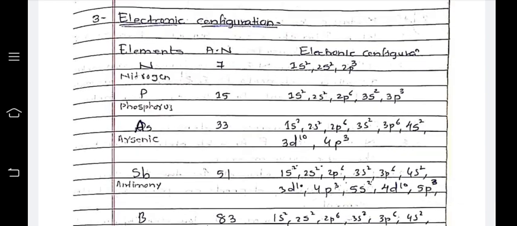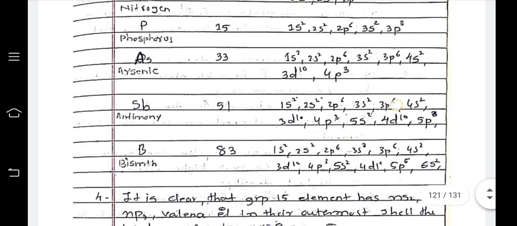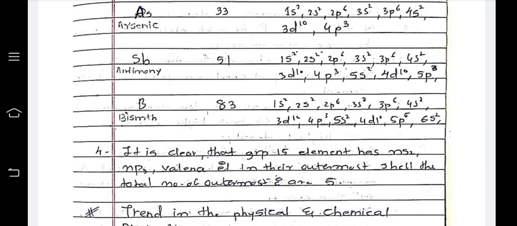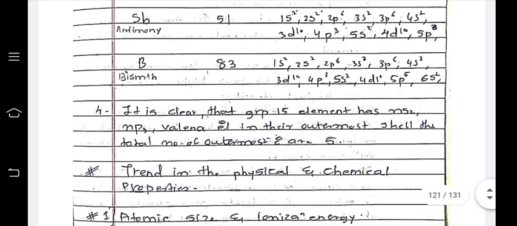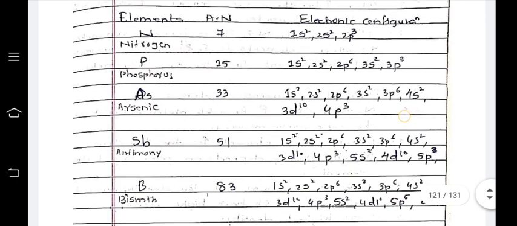Electronic configurations. Element nitrogen's atomic number is 7. Element phosphorus atomic number 15, element arsenic atomic number 33, element antimony atomic number 51, element bismuth atomic number 83. These are the atomic numbers of the atoms of the group 15 elements.